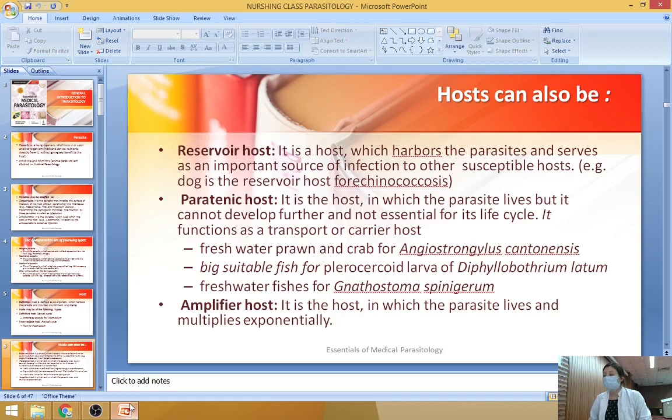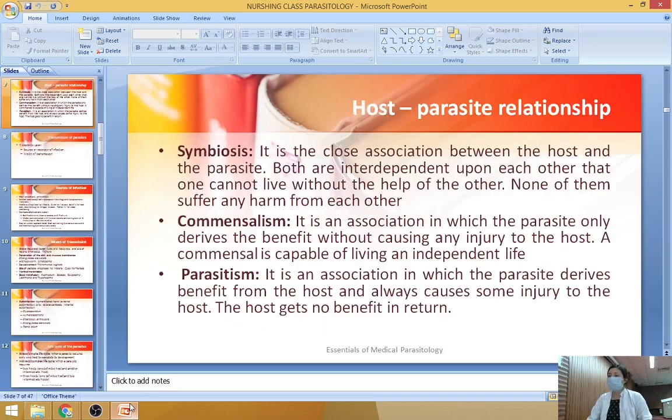Amplifier host. What do we mean by amplifier host? By amplifier host, we mean the parasite will live and multiply exponentially. A reservoir host is only a temporary place, and they can infect other organisms. Paratenic means they won't infect other organisms, they will just live inside it. And amplifier host means they will multiply it. That is the difference between the three hosts, okay? This is very important, you mark it.